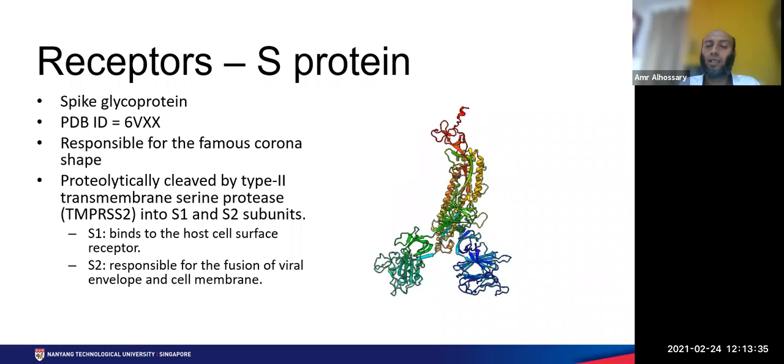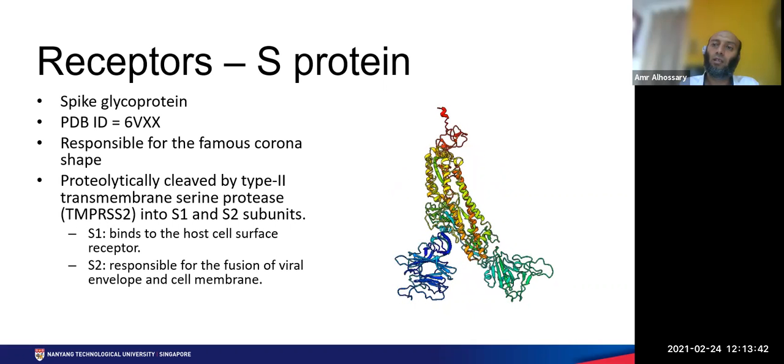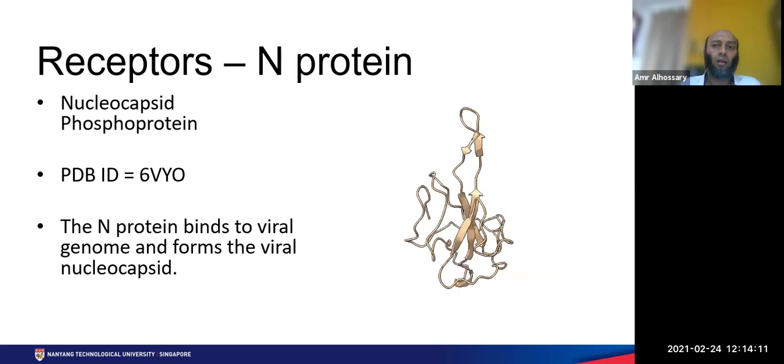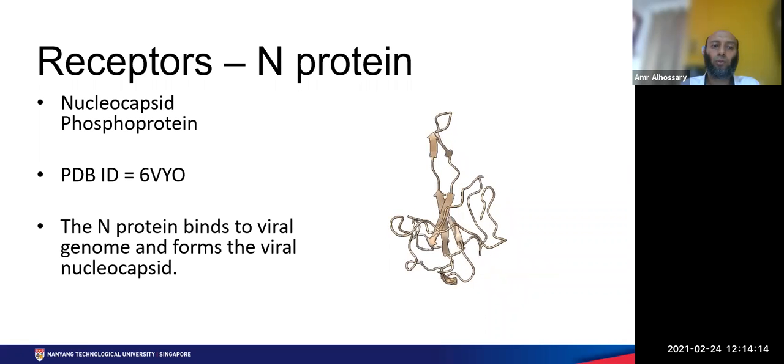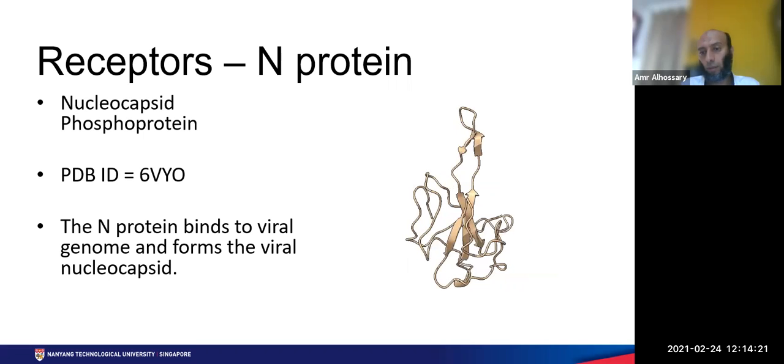The first selected protein is the S protein, which is a spike glycoprotein responsible for the famous coronavirus shape. The S protein is proteolytically cleaved by type 2 transmembrane serine protease, TMPRSS2, into 2 subunits, S1 and S2. S1 binds to the host cell surface receptor, and S2 is responsible for the fusion of viral envelope and the cell membrane. The N protein is a nucleocapsid phosphoprotein, which binds to the viral genome and forms the viral nucleocapsid.